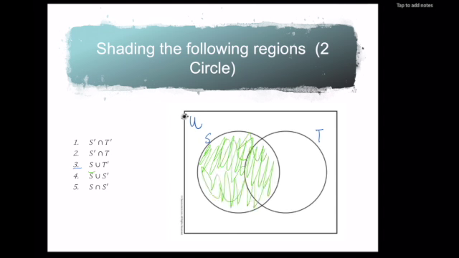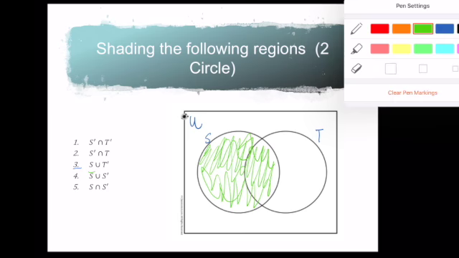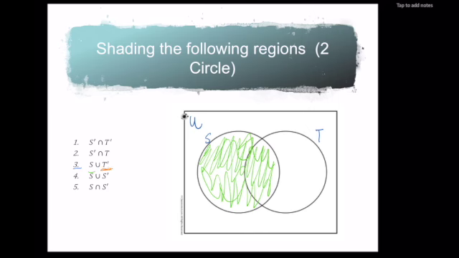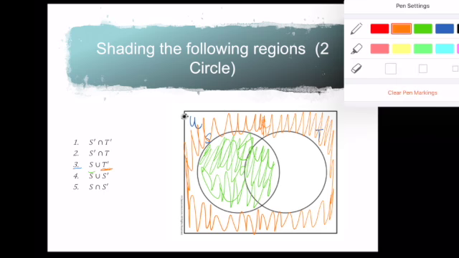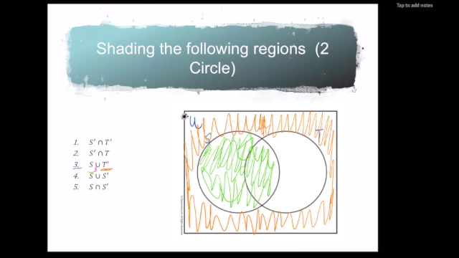And then I need to highlight T complement. Remember, T complement is everything that's not in T. So here's T complement. Now I'm not looking for the intersection. In this case, I'm looking for the union. So I'm going to highlight in pink everything that's in one or the other.